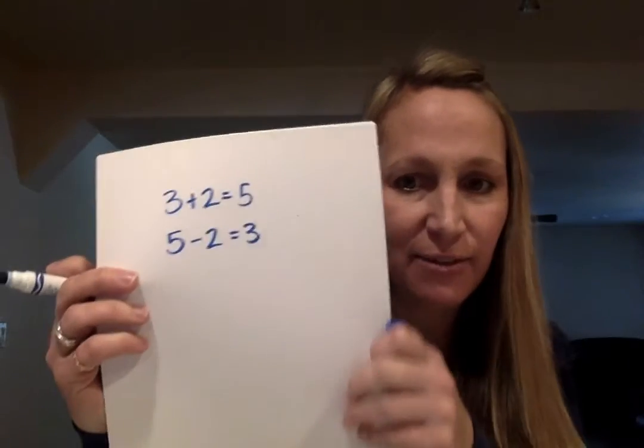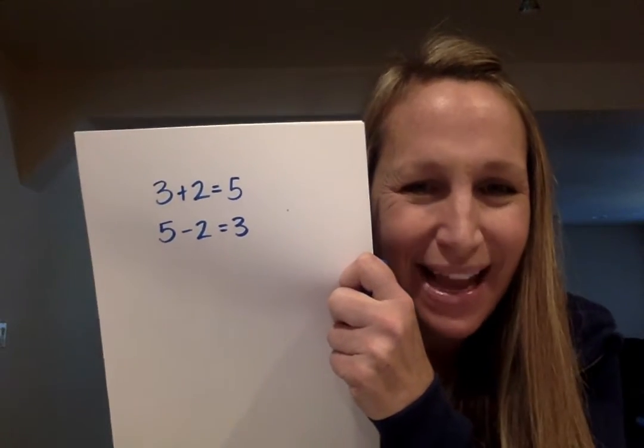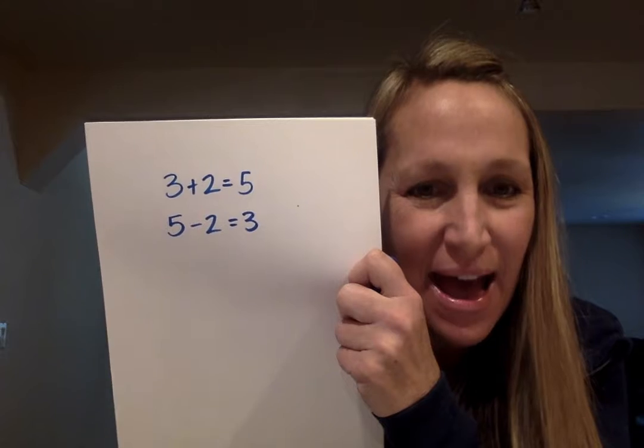Today for math we're going to do something called relating addition and subtraction of tens. And I just want you to remember that it's just like relating addition and subtraction of any number. So I'd like to show you what I mean by that. If I had 3 plus 2 equals 5, and 5 take away 2 equals 3, like I have here, those would be related. And we can think of that as a fact family.